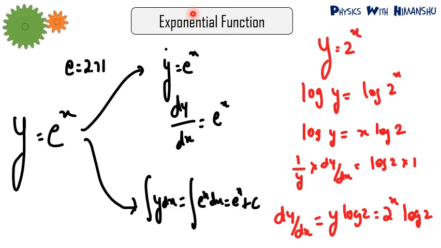Similarly, we have exponential function. So what is exponential function? So y equal to e raised to power x is the basic form of an exponential function where the value of e is 2.71. Now remember two important things about exponential function. The differentiation of exponential function will be exponential function only. So if y equal to e raised to power x, then dy by dx will be e raised to power x. And similarly, integration of exponential function will be exponential function.